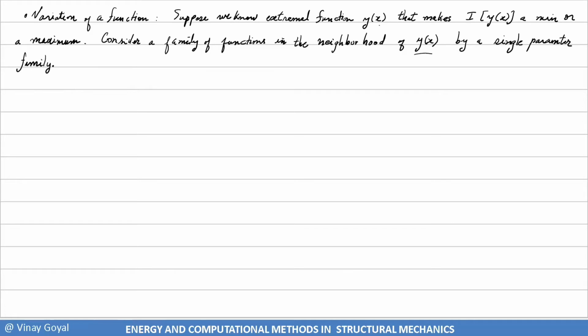So I'm going to now consider y tilde of x equals y of x plus epsilon eta x. So that is what I'm going to consider now. And y tilde is going to pass through the endpoints.